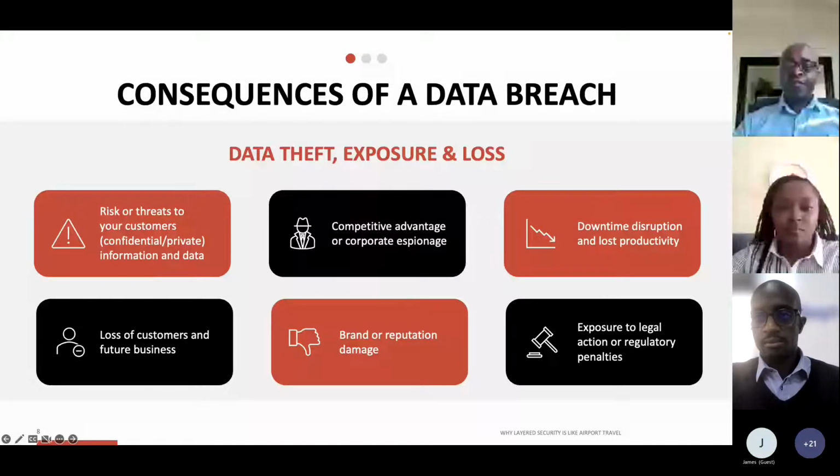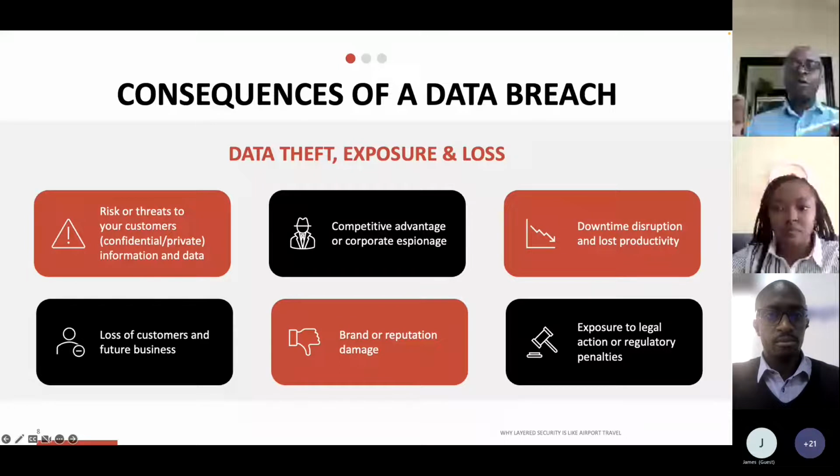Therefore, investing in data security to prevent data breaches, such as those caused by cyber attacks, and being prepared to respond in the event of a data breach is worthwhile, not only to comply with the legal obligations, but also to avoid negative consequences for the organization and its stakeholders.